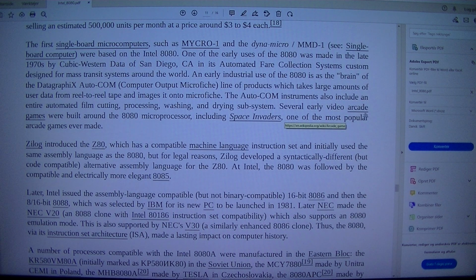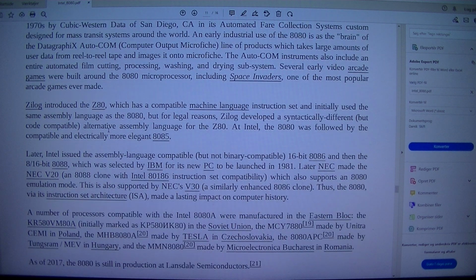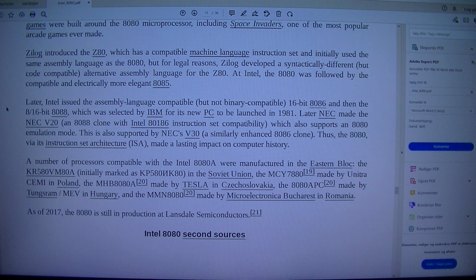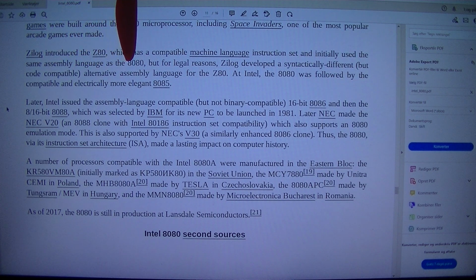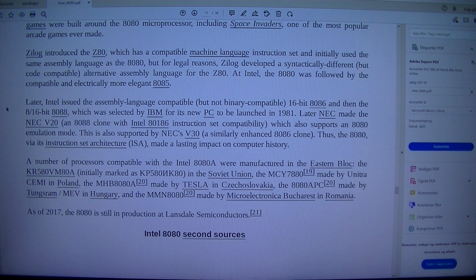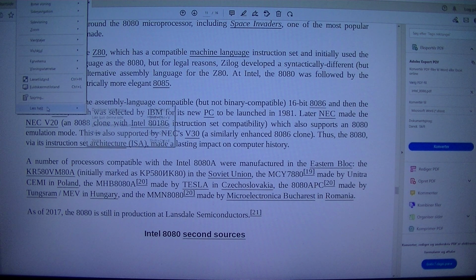Several early video arcade games were built around the 8080 microprocessor, including Space Invaders, one of the most popular arcade games ever made. Zilog introduced the Z80, which has a compatible machine language instruction set and initially used the same assembly language as the 8080, but for legal reasons, Zilog developed a syntactically different, but code-compatible, alternative assembly language for the Z80. At Intel, the 8080 was followed by the compatible and electrically more elegant 8085.